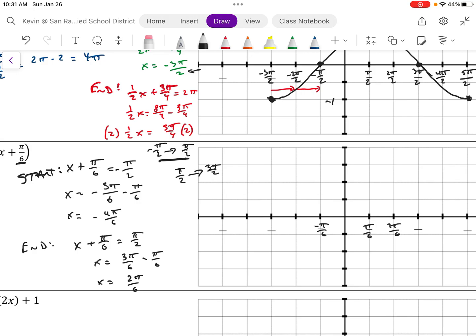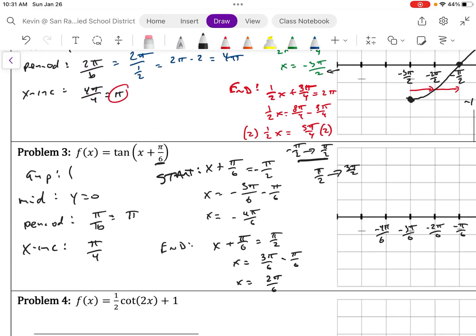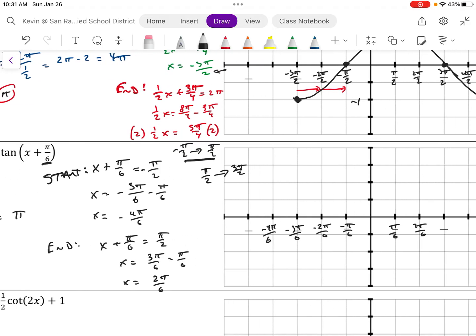So pi over 6, 2 pi over 6, negative pi over 6, negative 2 pi over 6, and negative 3 pi over 6, negative 4 pi over 6. Now, I know in a lot of stuff they say reduce it down. There's no reason to reduce it down, and we need to keep it kind of cool here. Oh, I see my x increments are pi over 4. Yeah, let's just keep going this way. Let's see, negative 4 pi over 6. Okay, and 2 pi over 6.